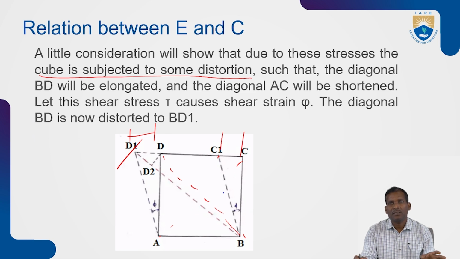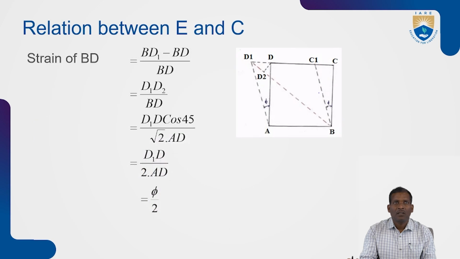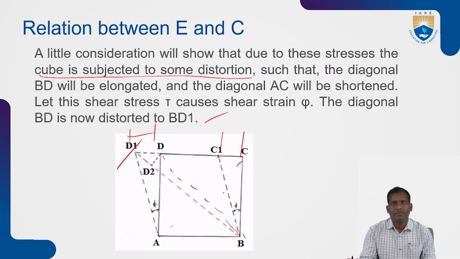So this shear stress causes shear strain. Shear strain is equal to how much this is elongated relative to the original length: change in length by original length. The diagonal BD is now distorted to BD1, as you can see in this figure. Now calculate the strain of BD. What is the original length, and then change in length by original length.